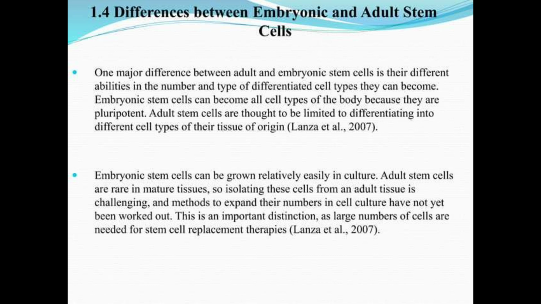There are major differences between embryonic and adult stem cells that we already discussed. Their potential is limited in the case of adult stem cells, but embryonic stem cells are more advantageous when compared to adult stem cells. Embryonic stem cells are easily grown in culture compared to adult stem cells, and moreover it is difficult to isolate adult stem cells from tissues. That is a challenging job, and to culture them also.